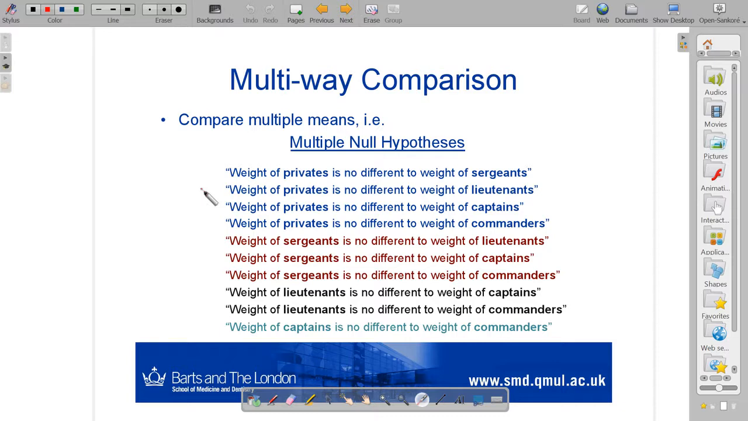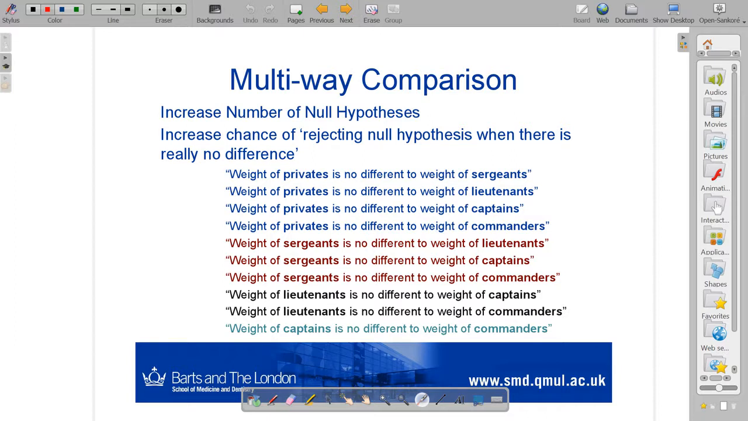And if we ask multiple null hypotheses, like we've got here, then the chance of seeing that kind of incorrect rejection of the null hypothesis is increased. So I've written it here. As you increase the number of null hypotheses that you need to test, so that could be increasing the number of comparisons that you're trying to make, you then increase the chance of rejecting the null hypothesis when there really is no difference.